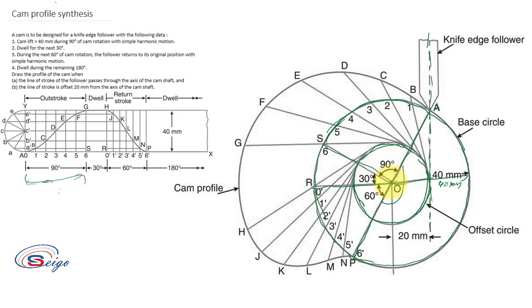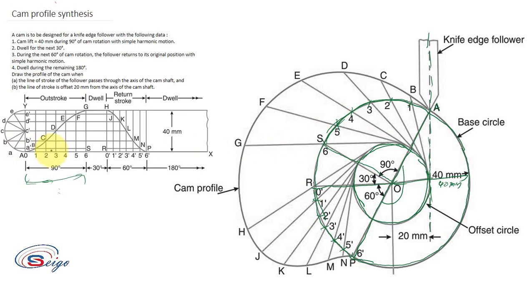Here also you take a 15 degree angle and mark all these points 1, 2, 3, 4, 5 and 6. Again 30 degrees here for the dwell. Again 60 degrees for the return stroke, marked with 10 degrees each. So 0 dash is the first point, then 1 dash, 2 dash, 3 dash, 4 dash, 5 dash and 6 dash. Here also you have divided this 60 degrees into 6 equal portions.